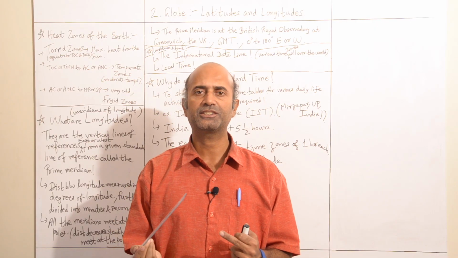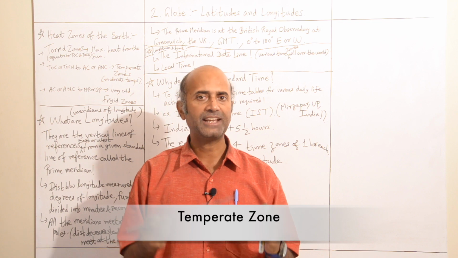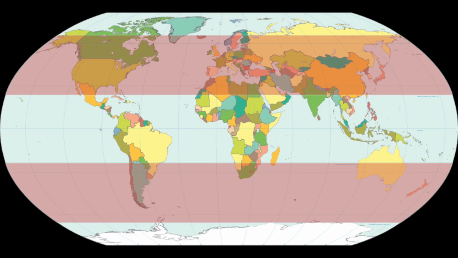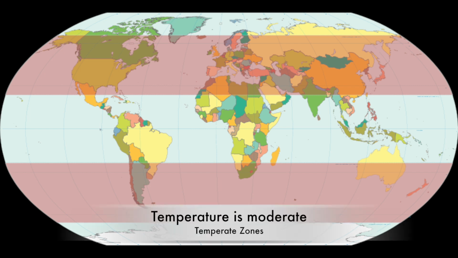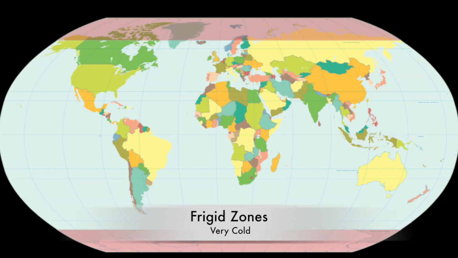The next zone which we'll discuss is known as the temperate zone. Temperate zones extend from the Tropic of Cancer to the Arctic Circle in the northern hemisphere, and from the Tropic of Capricorn to the Antarctic Circle in the southern hemisphere. It doesn't get the maximum heat, however the temperatures are quite moderate in the temperate zones. We'll take a look at the frigid zones. The name itself suggests, frigid means very cold.